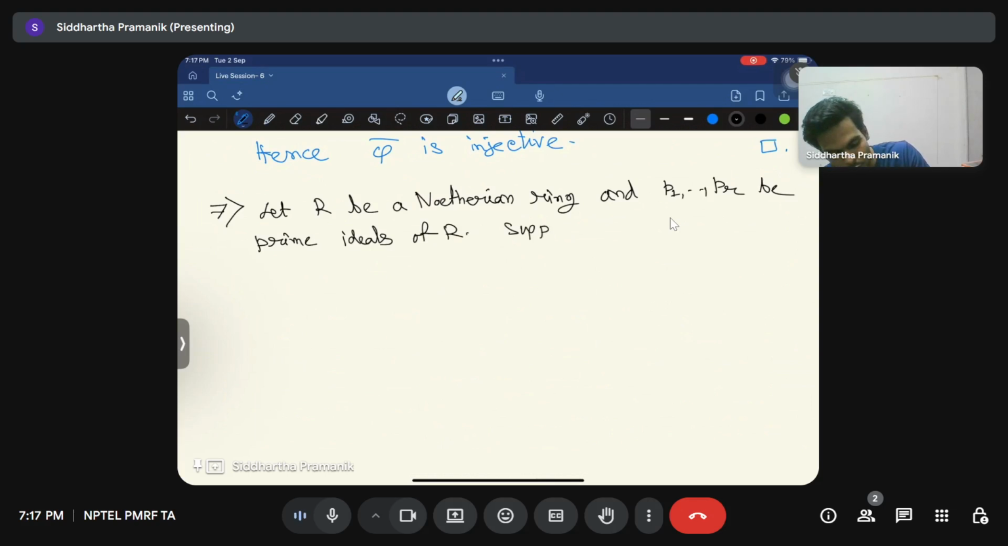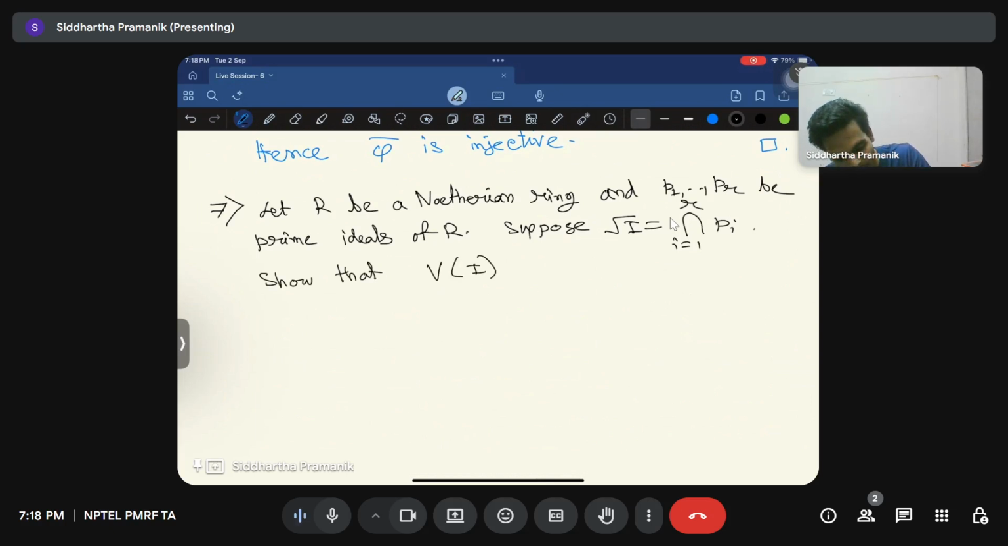Now suppose the radical of an ideal I is the same as the intersection of these prime ideals Pi, i equals 1 to r. Then if you take the set V of I, it is the same as taking the set {P1 up to Pr} of prime ideals and taking its Zariski closure, meaning the closure of the set with respect to the Zariski topology.